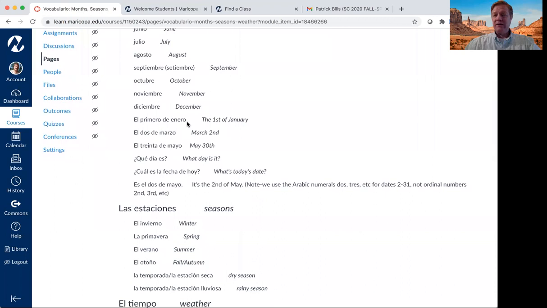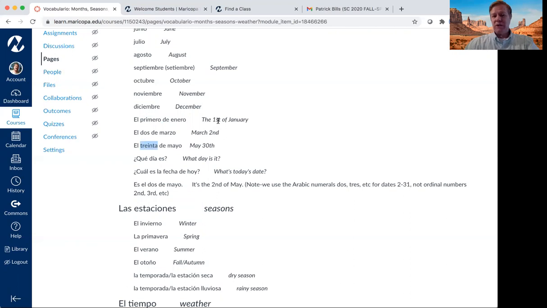When telling dates, we use primero for the first of the month. Any first of the month is primero, just as in English, the first. But from the second day on, we use normal cardinal numbers. El 2 de marzo, el 30 de mayo.